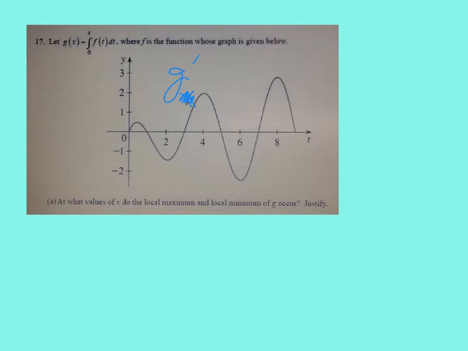Now, we want to know at what values of x do the local maximums and local minimums of g occur. So when do we get maximums and minimums? Again, we're trying to find when g prime equals 0. When does the graph equal 0? Well, we have a few of them. We got 1, 2, 3, 4, 5, 6. So there's our 6 right there.